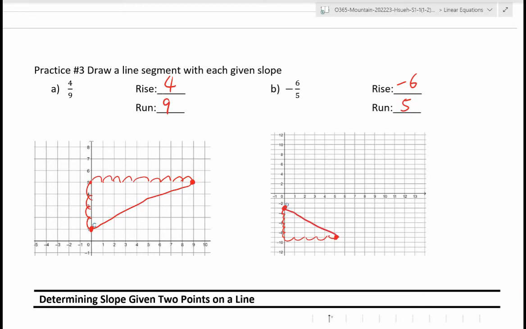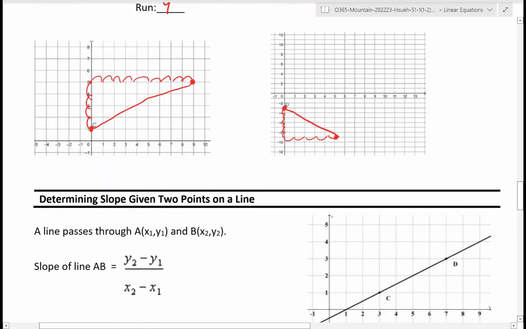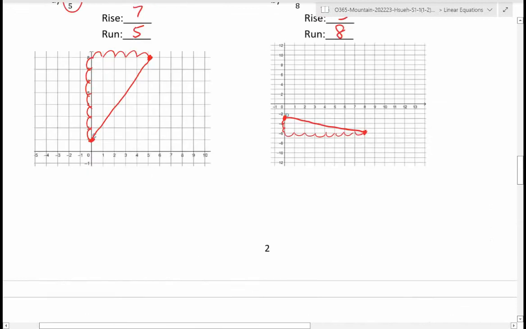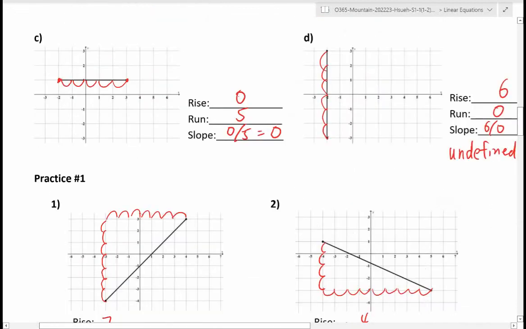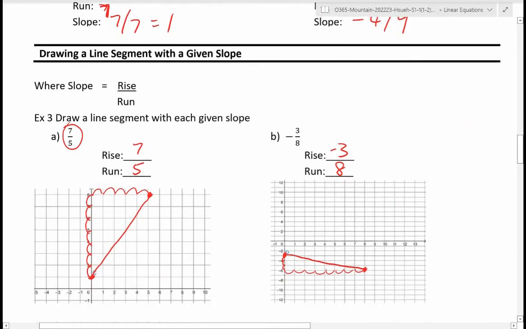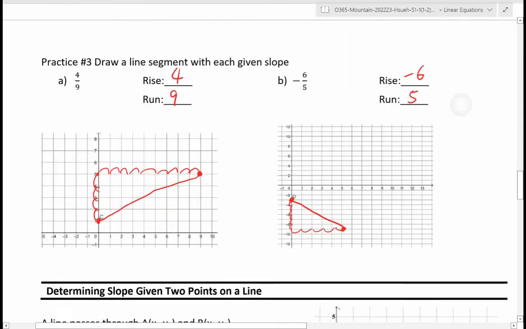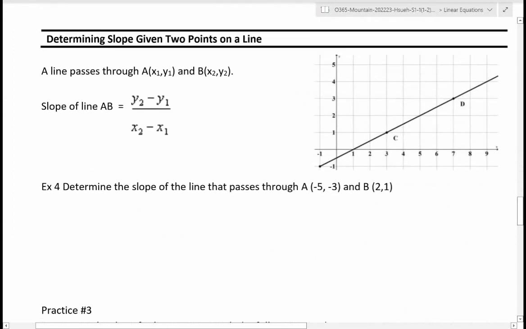There is my line segment. Okay, now, what if? So first of all, we had the graph, and we were finding the slope, and then we had the slope, and we were graphing the line. And now, what if we are not given the graph, and we try to find the slope?